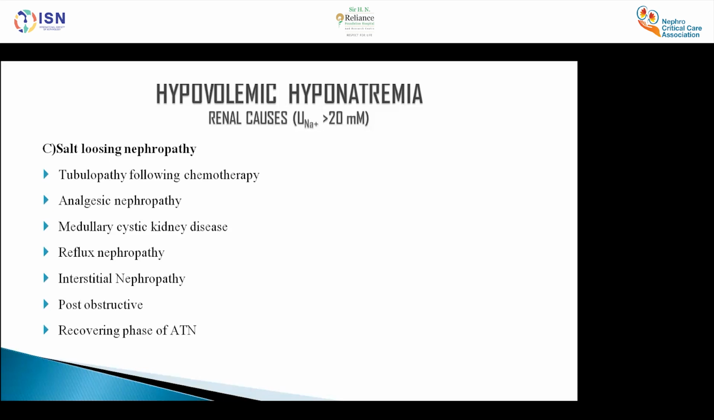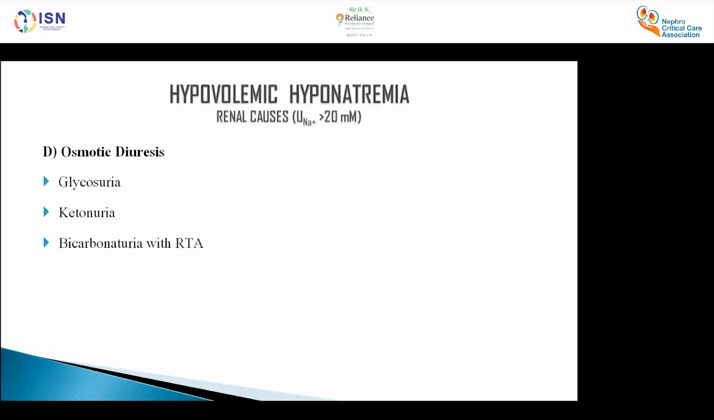like analgesic reflux interstitial nephropathy, medullary cystic kidney disease, tubulopathy following chemotherapy, post-obstructive or recovering phase of ATN. Fourth is osmotic diuresis, which can be due to osmotically active particles present in the serum and urine. The causes are glycosuria, ketonuria, and bicarbonaturia.